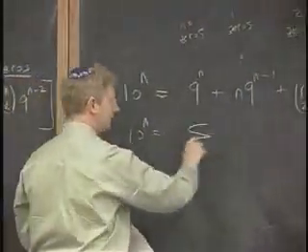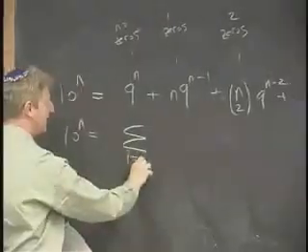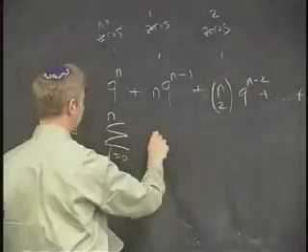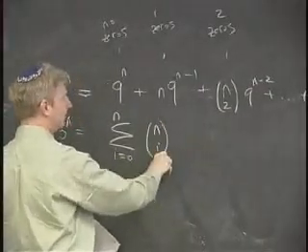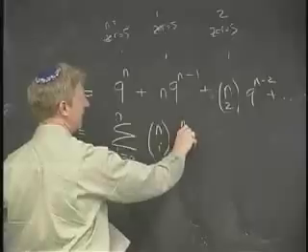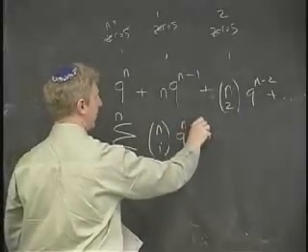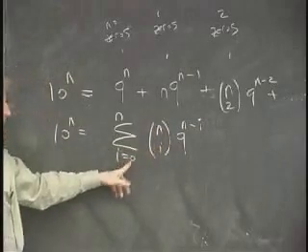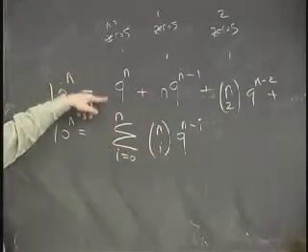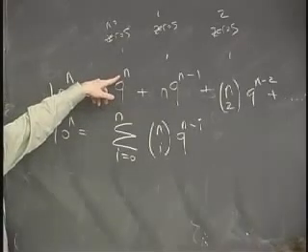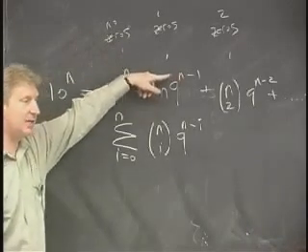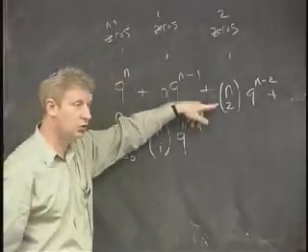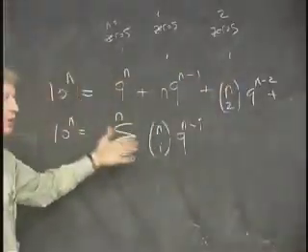Let me write this as a summation. 10 to the n is the summation, i starting at 0, going all the way up to n, of n choose i times 9 to the n minus i. This represents each of these terms as i ranges from 0 to n. The first term is n choose 0, 9 to the n minus 0. The next term is n choose 1, 9 to the n minus 1. The next term is n choose 2, 9 to the n minus 2. This is a shorthand of writing it.